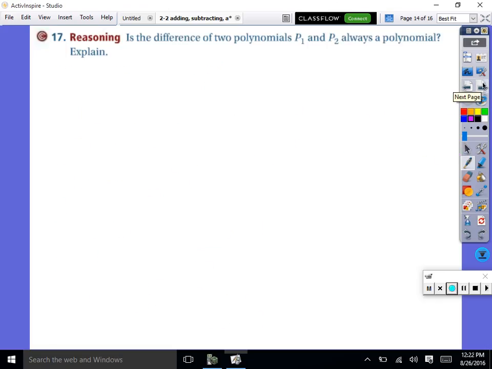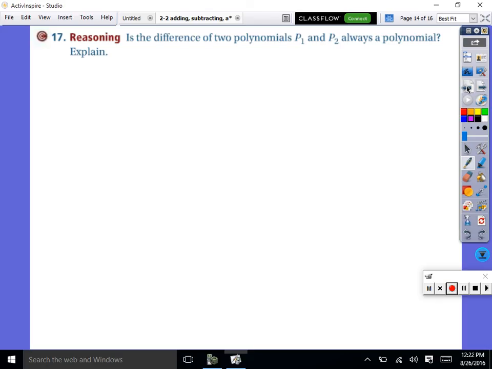Okay, so last thing, unless you want that one, number 17, this is on your worksheet. It says, is the difference of 2 polynomials, P1 and P2, always a polynomial? Explain. A lot of you freak out when you get a problem that takes a little bit deeper thinking, but you'll get better at it as we practice.